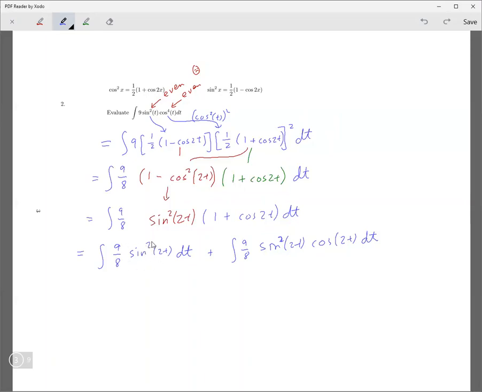So for this one, I'm going to apply this formula again, okay, for that one. Okay, so that's going to be 1/2 times 1 minus cosine of 4t. So I get that.